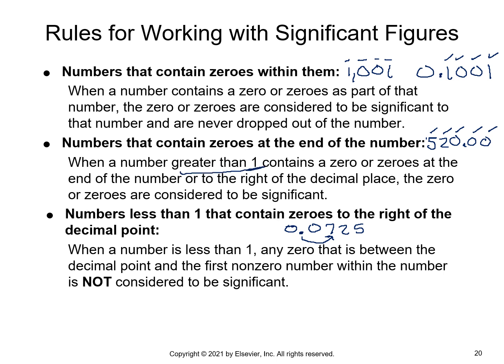These 2 zeros to the right of the decimal place are all significant because the number is greater than 1. Now, if your number is less than 1 and contains zeros to the right of the decimal point, then any zero between the decimal point and the first non-zero number is not significant. The first non-zero number is 7, so the zero between the decimal point and the 7 is not significant. This example only has 3 significant figures: 1, 2, 3.